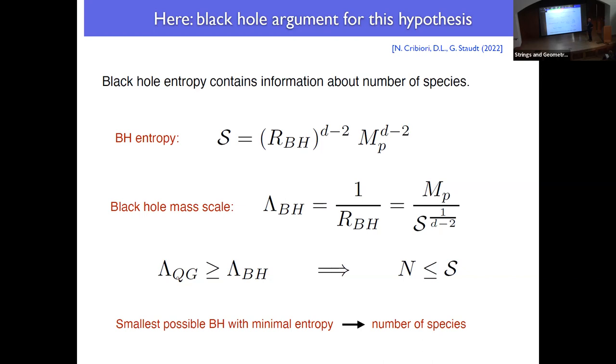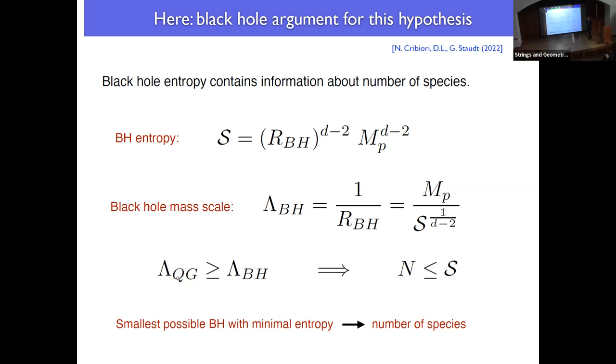And with that, we can associate also another scale to the theory, the black hole mass scale, which is just the inverse of the Schwarzschild radius. So M_P over S to the power 1 over d minus 2. And if you compare this formula with the formula for the species, you will see that it is basically the same formula, only that N and S are exchanged, the number of species is exchanged by the black hole entropy.